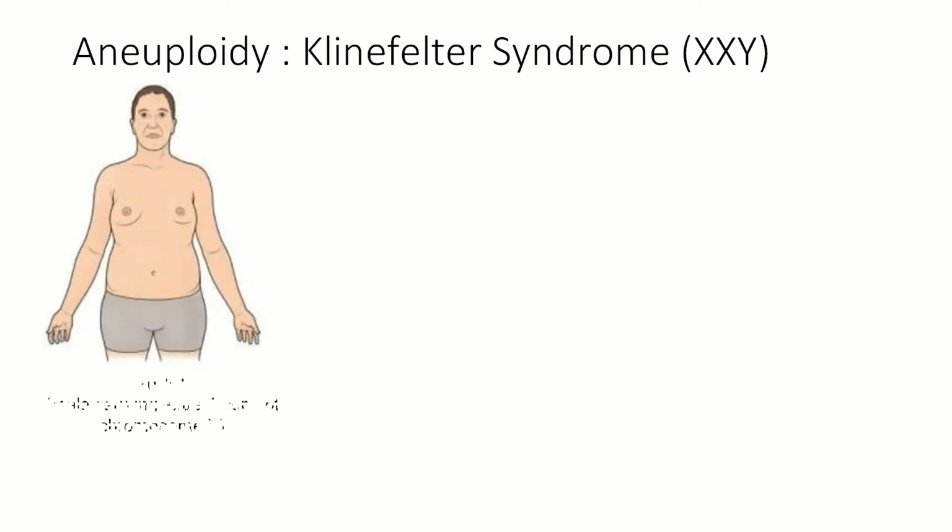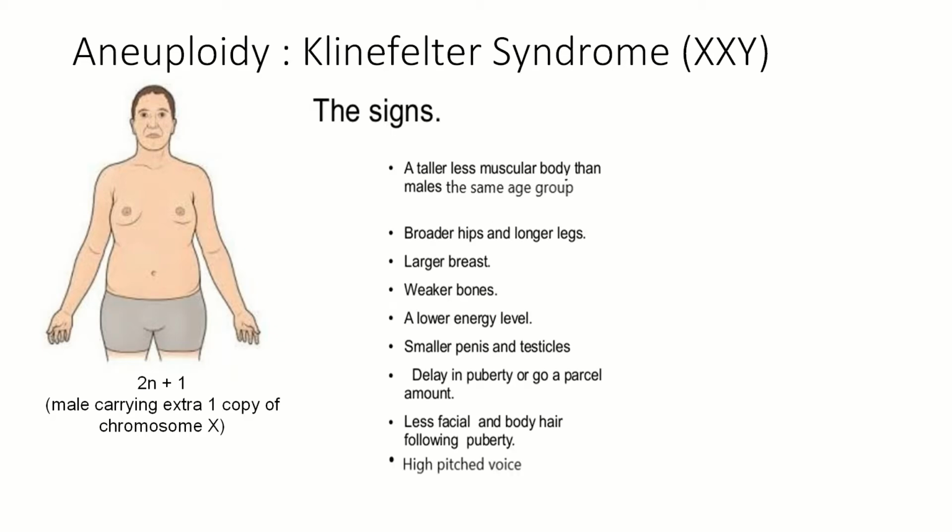Another condition that arises from aneuploidy is Klinefelter syndrome. Okay, so Klinefelter syndrome must be a male, but that male individual carries one extra copy of chromosome X, so that individual is XXY instead of a normal male XY. So these are the signs of a Klinefelter syndrome sufferer.